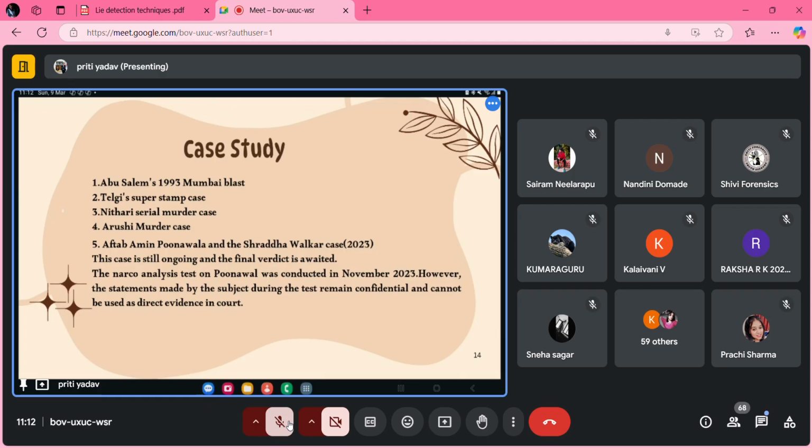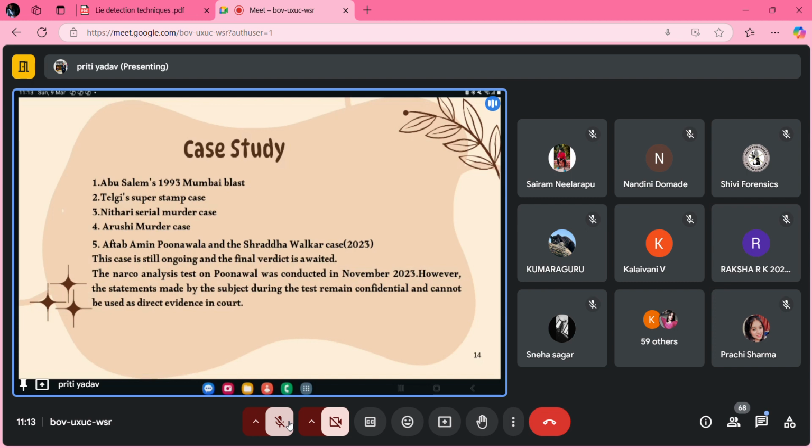So let's discuss case studies. First one, Abu Salem, 1993 Mumbai blast. In the case of Abu Salem, multiple detection techniques were reportedly used during the investigation to extract information from the suspect.